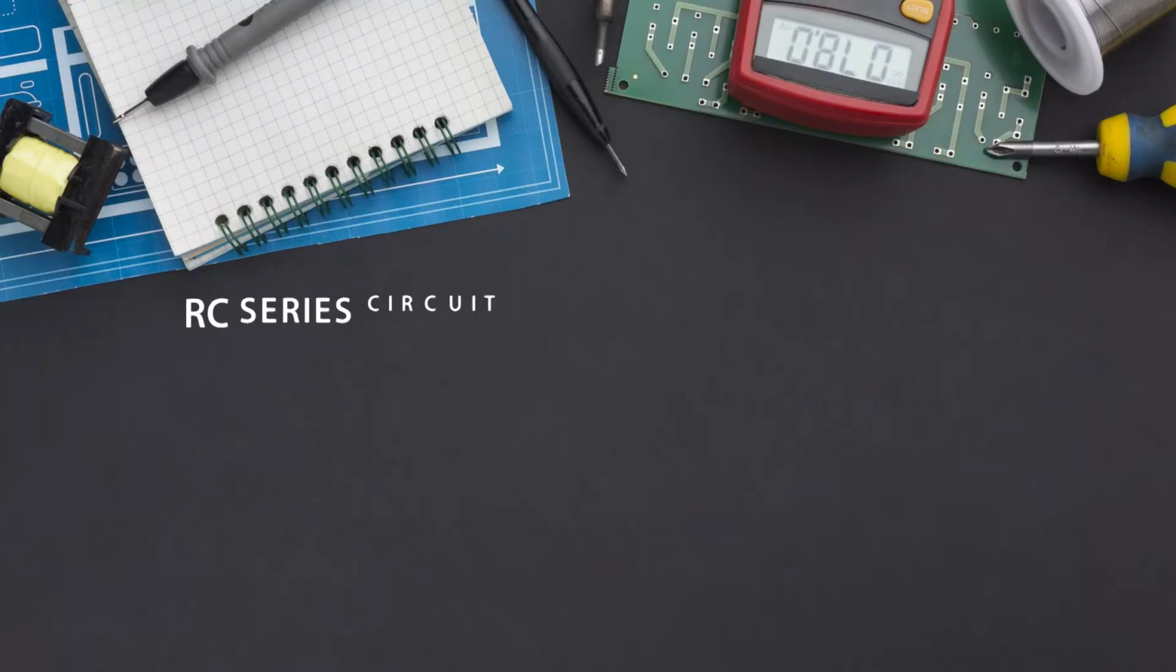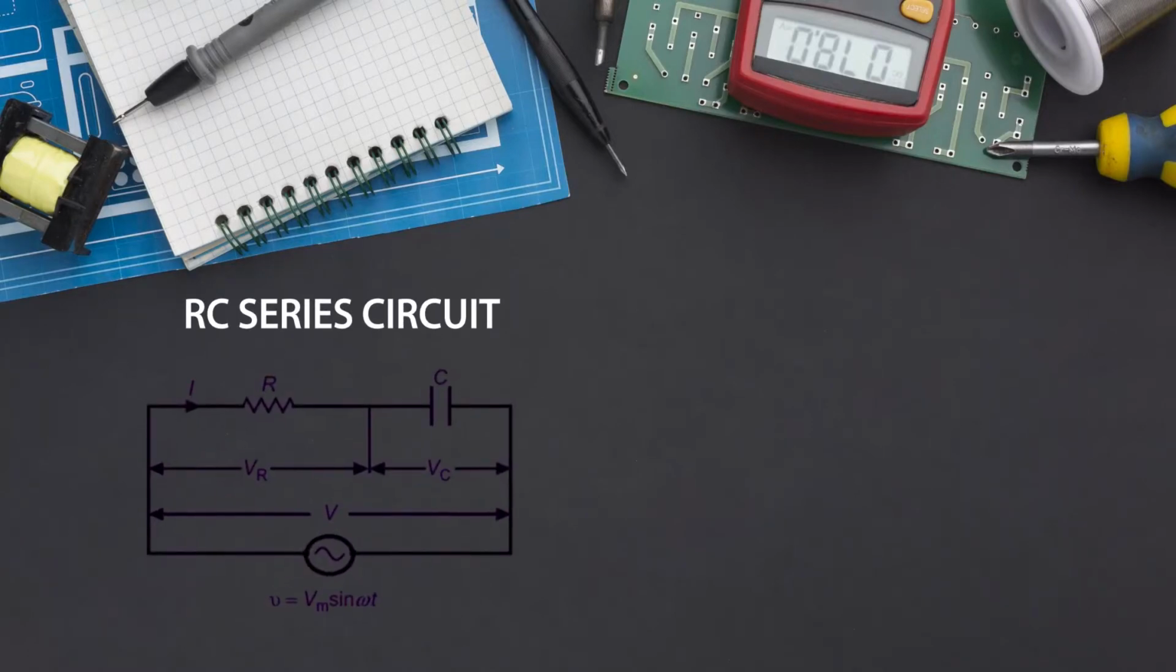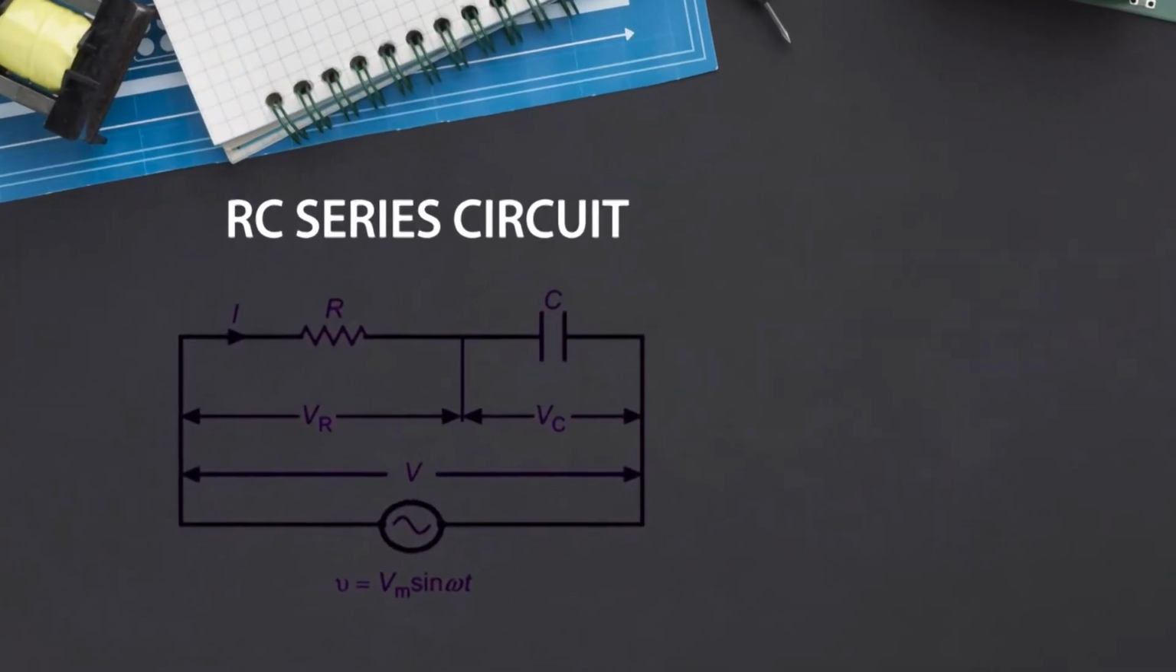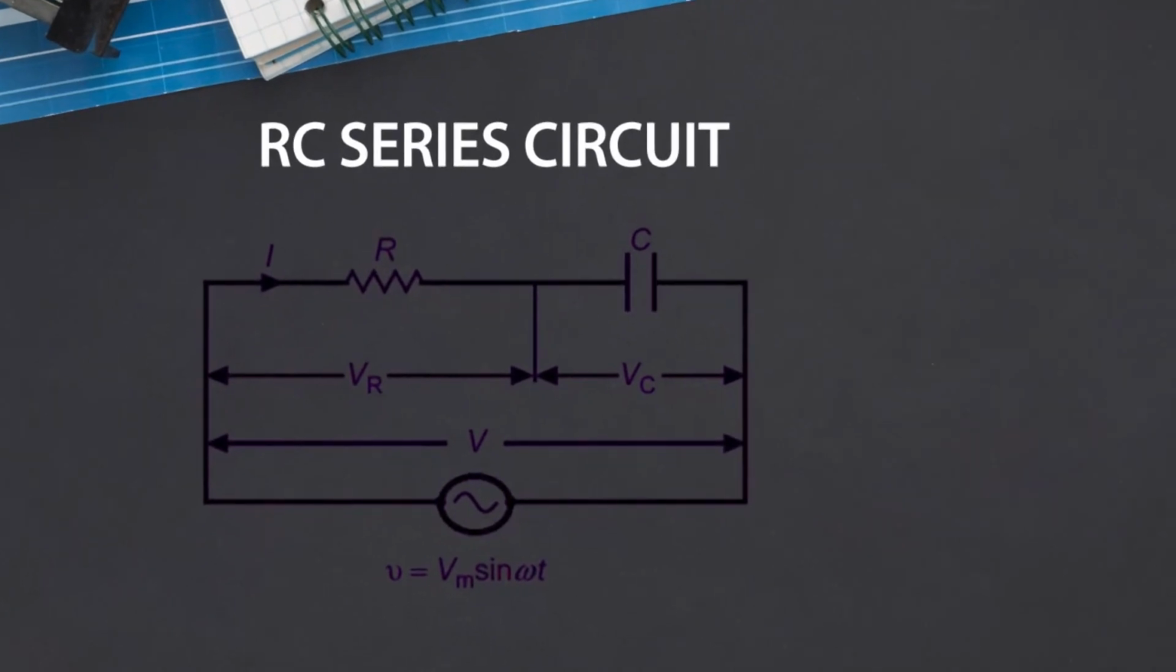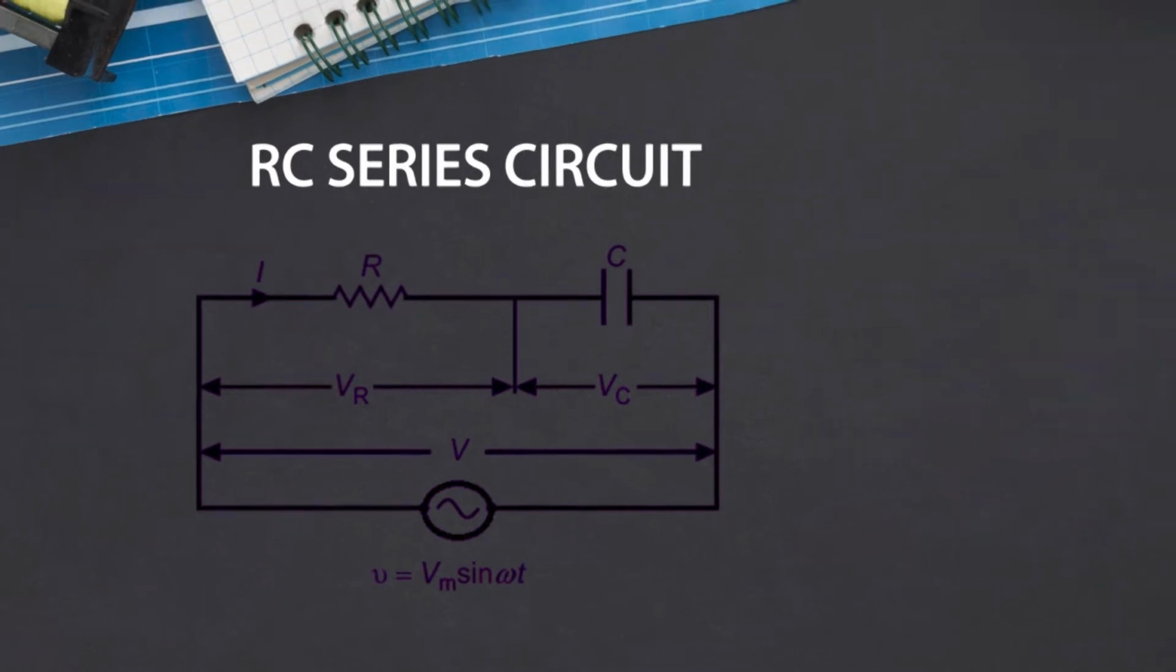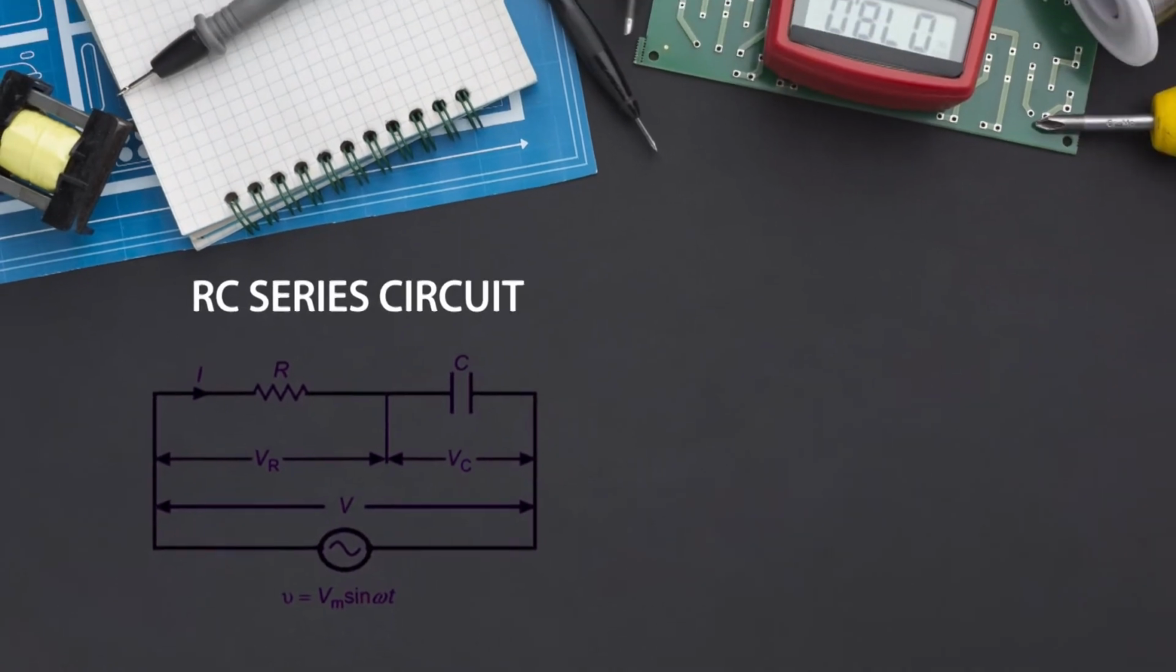Now we are going to discuss another circuit, that is an RC series circuit. RC series circuit means where resistance and capacitance are connected in series, and across this RC the voltage V equal to Vm sin omega t is applied. You can see in the figure, this VR is the voltage drop across the resistance and this VC is the voltage drop across the capacitor.